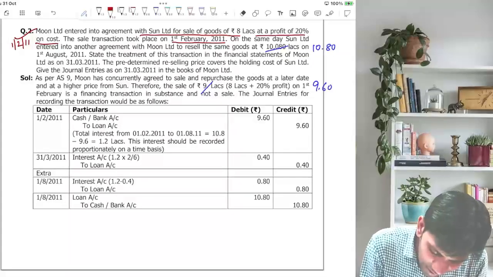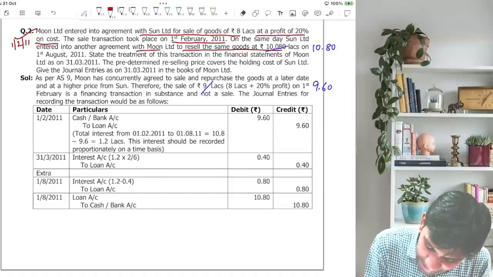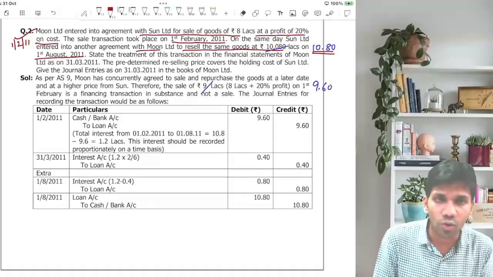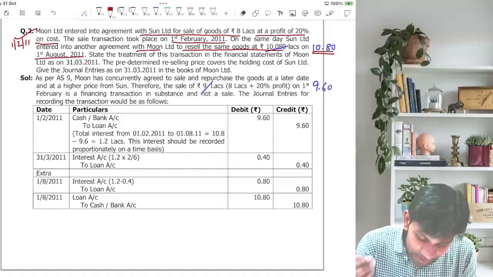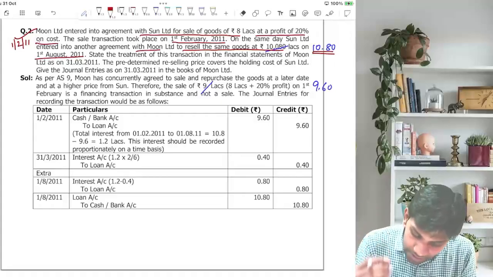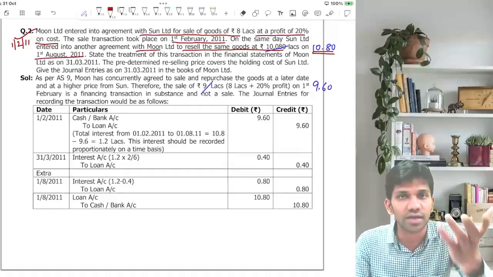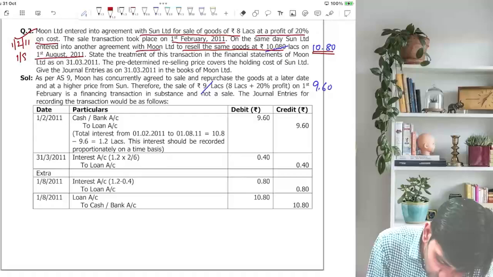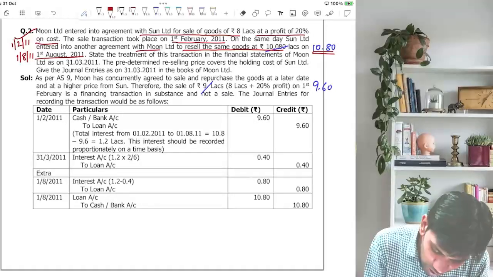On the same day, Sun Limited entered into another agreement with Moon Limited to resell the same goods at 10.80 lakhs on 1st August 2011. So Sun entered into an agreement with me that he will resell the goods to me at 10.8 lakhs. First I sold goods to Sun, then Sun is reselling the goods to me at 10.80 lakhs on 1st August 2011. State the treatment of this transaction in the financial statements of Moon Limited on 31st March 2011.